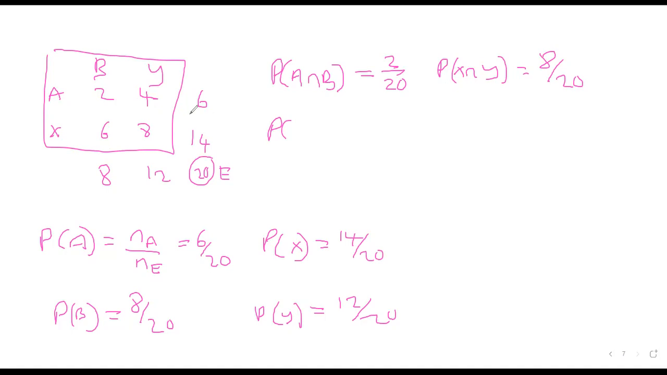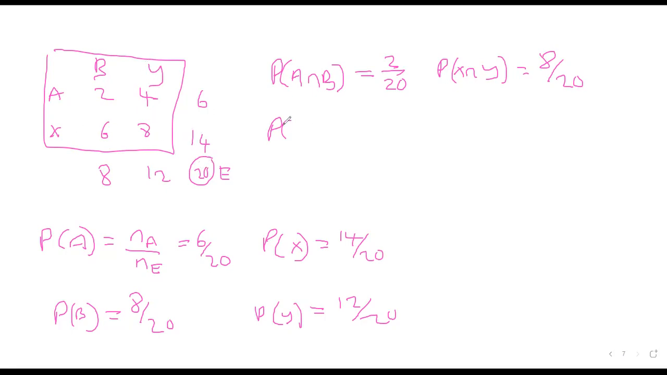Probability of picking an A is 6 out of the total. We have 20 elements. B is 8 out of the total, 20. X is 14 out of total. Y is 12 out of total. But A intersection B means what is common. Where do they meet? What is common is 2, 2 over 20. How about X and Y? Where do they meet? 8 out of 20.